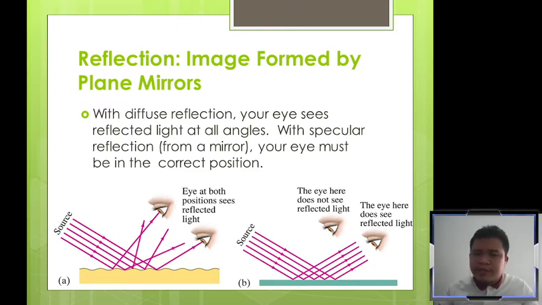Now, in diffuse reflection, it's like this: your eye sees that all reflected rays can be observed at all angles. But in specular reflection from a mirror, for example, your eye must be in the correct position in order for you to see that object exactly hitting the mirror. So for example, if you want to see an object from a mirror, you must position yourself at the same angle as the object is positioned from the mirror so that you can see its reflection. So that's how specular reflection happens.